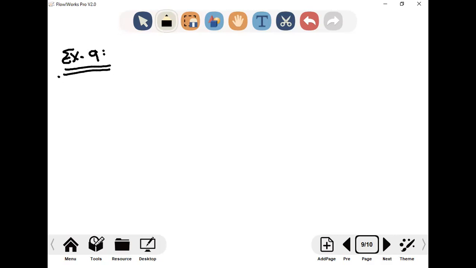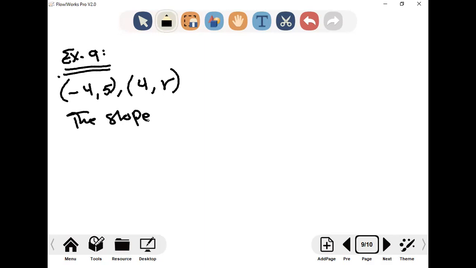Now find the value of r so that the line passing through these 2 points, (-4, 5) and (4, r), has a given slope. They want us to find the value of r. Here the slope is given, 3 over 4. They want us to find this value here, r, right? I know the formula of the slope.